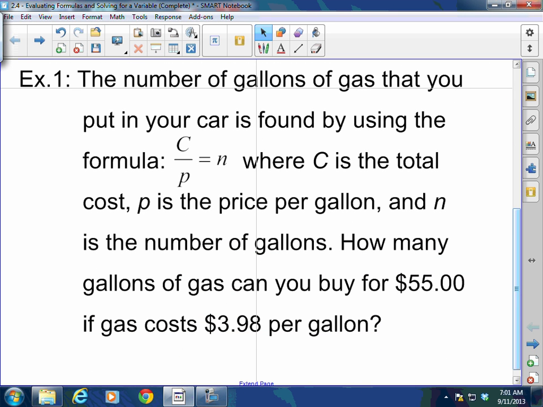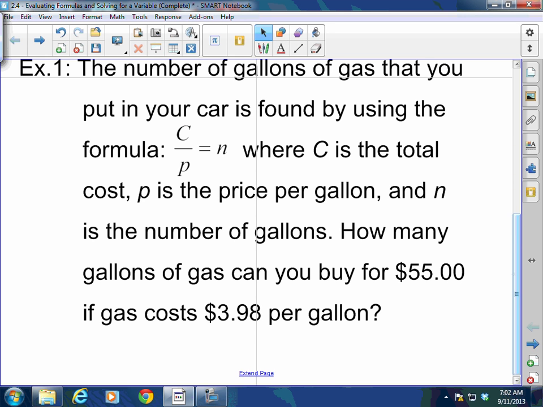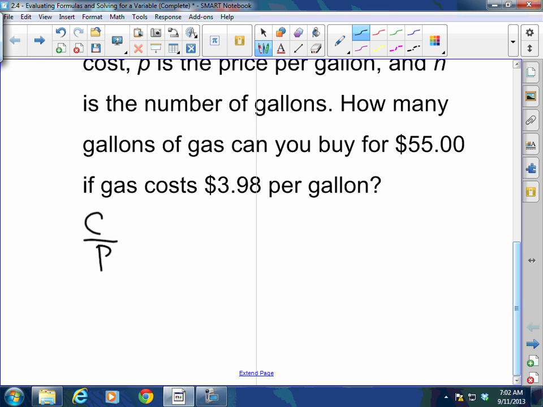The number of gallons of gas that you put in your car is found by using the formula C divided by P equals N, where capital C is the total cost, lowercase p is the price per gallon, and lowercase n is the number of gallons. How many gallons of gas can you buy for $55 if gas costs $3.98 per gallon? All right, well, let's look at the formula that was given to us. We have capital C over P equals N. Remember that capital C is the total cost, P is the price per gallon, and N is the number of gallons. So here, how many gallons, so they're looking for N, of gas can you buy for $55, that is the total cost C, if gas costs $3.98 per gallon. That is your lowercase p, the price per gallon.